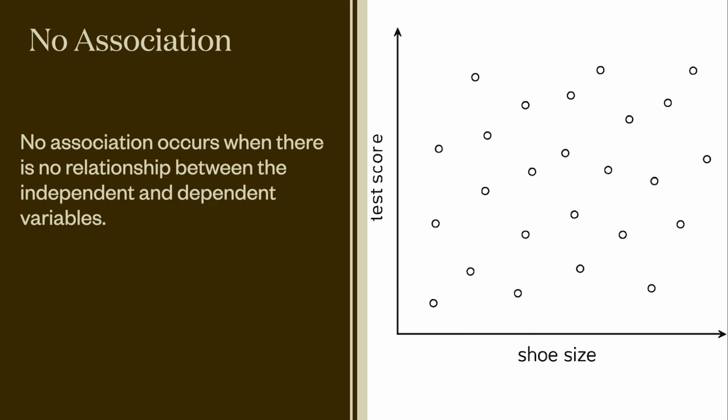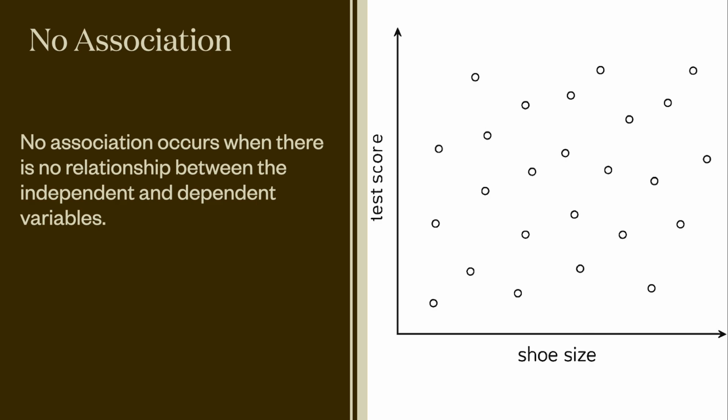The last type of association we're going to look at is no association. This lack of an association is comparing a person's shoe size to their test score. And of course, we would not expect there to be any relationship between the size of a person's shoe and the score that they get on a test. What this looks like on a graph is points being randomly scattered. There's no clear pattern, and what this tells us is that shoe size does not predict a person's test score.